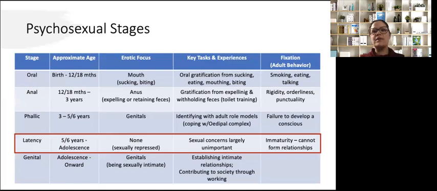And then we have the latency stage that develops from 5 to 6 years of age and goes right up until a child starts adolescence. Okay. And Freud stated that during this stage, sexuality is really repressed for the most part. There's really no erotic or pleasure focus in this stage. And sexual concerns are largely unimportant, which is pretty typical.